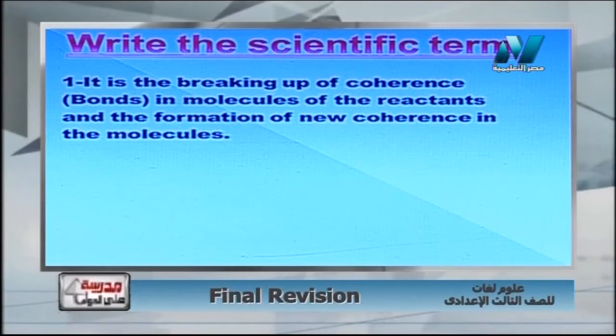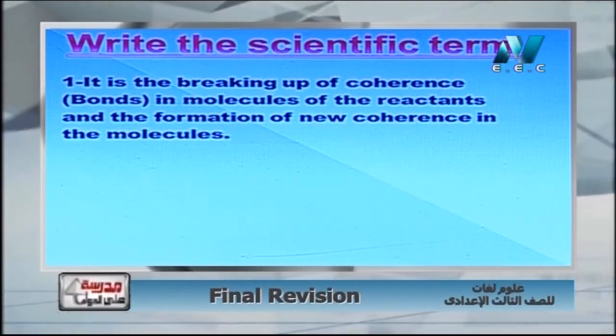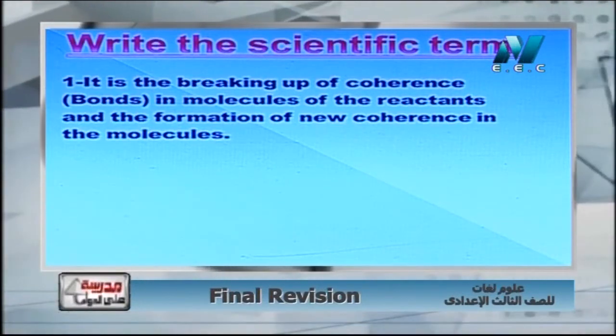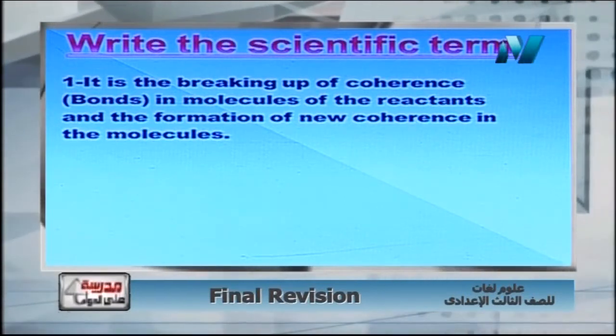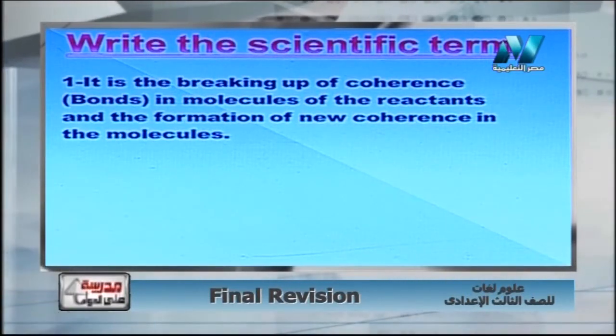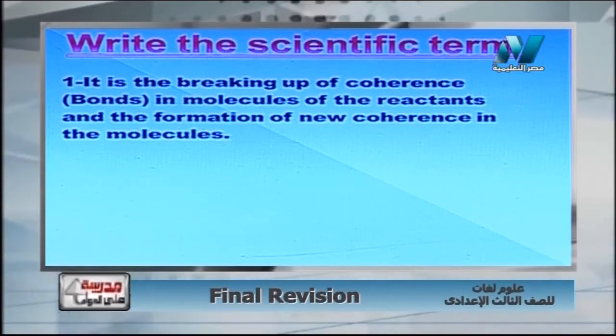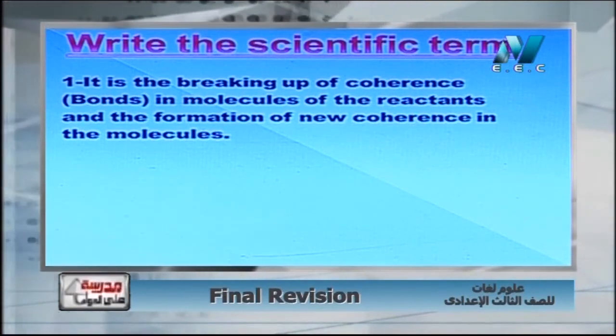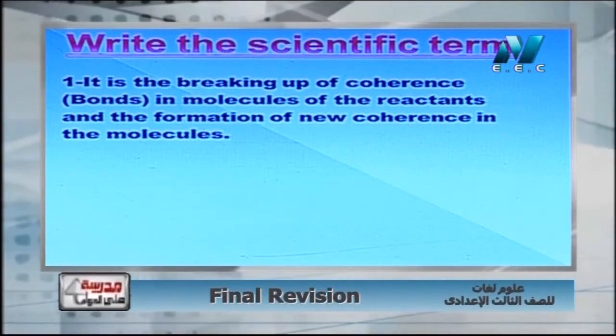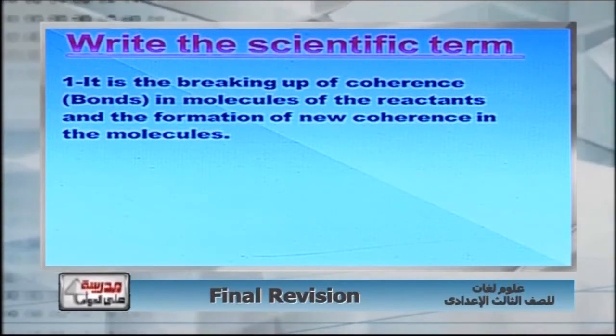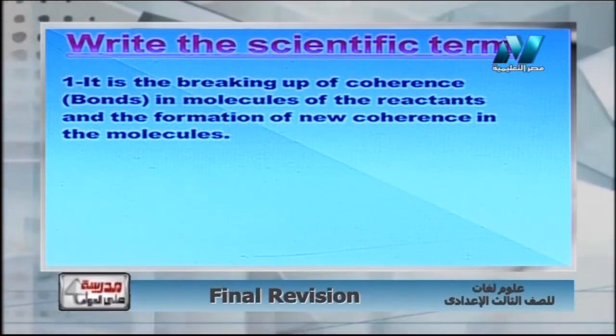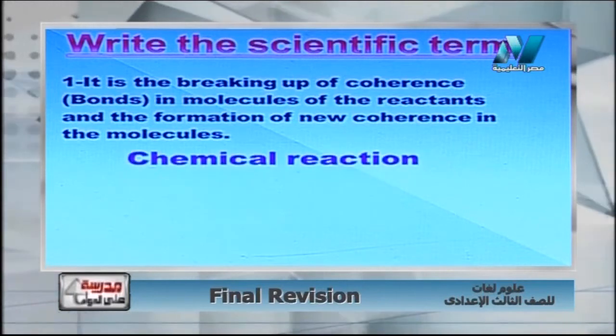Okay, let's see together. Number one, write the scientific term. It is the breaking up of coherence or the bond in molecules of the reactant and the formation of new coherence or new bond in the molecule. Okay, so in this type we ask the scientific term, and we can reverse the question and it becomes define chemical reaction.